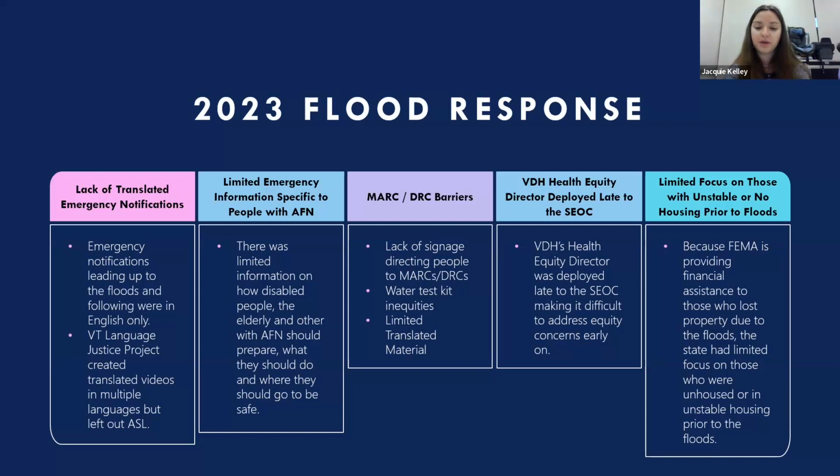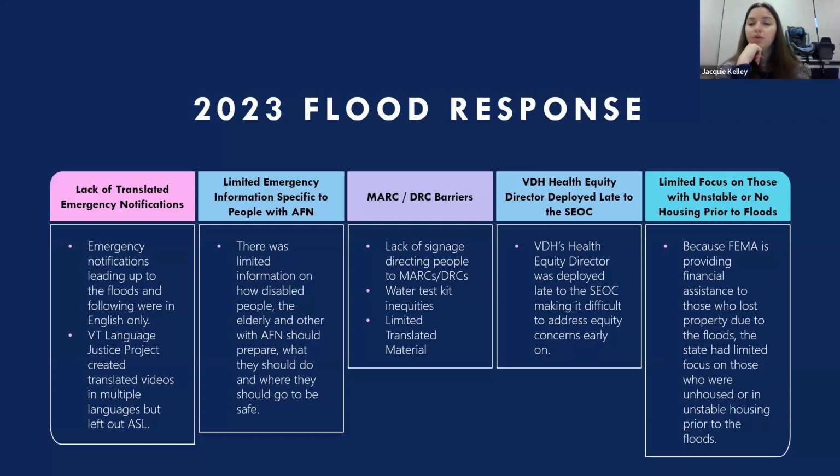So that left a lot of people in a really difficult spot. And then also there were quite a few barriers in our multi-agency resource centers and disaster resource centers. There was a lack of signage directing people to the centers. There were inequities with the water test kits regarding language access, and also the form that people needed to fill out wasn't very intuitive. It was a little bit difficult to follow.